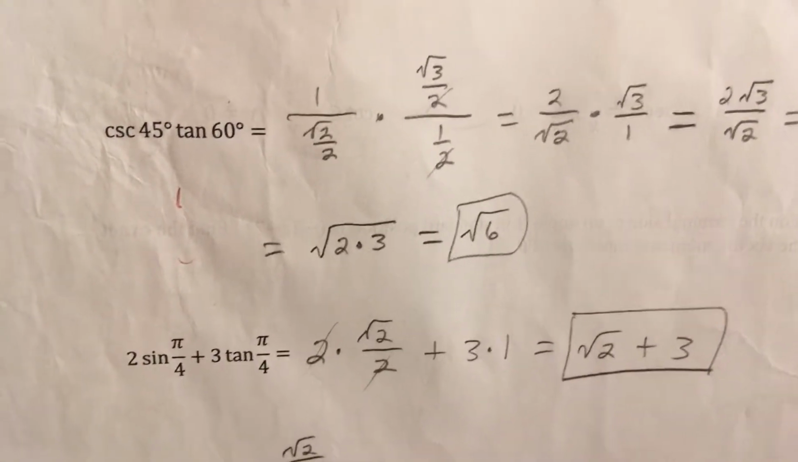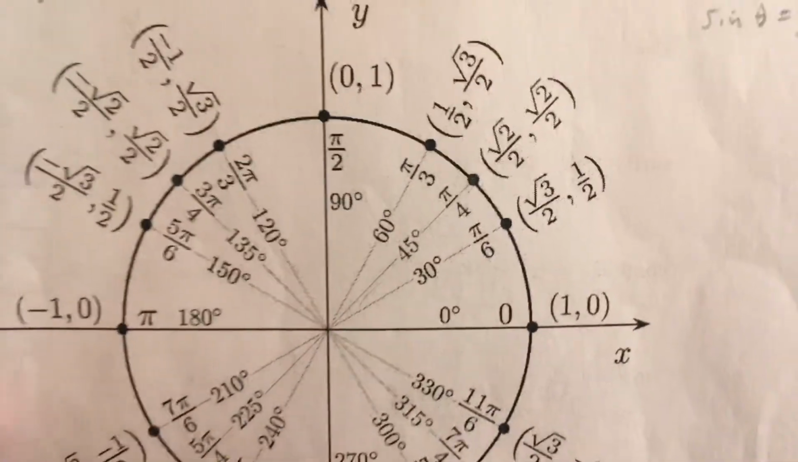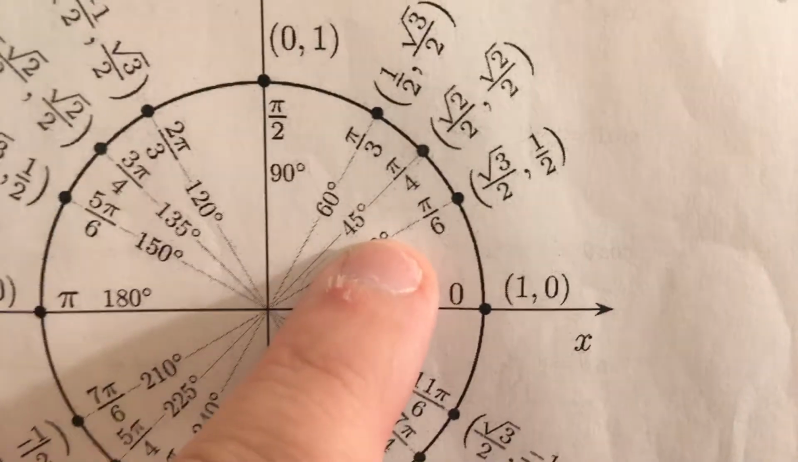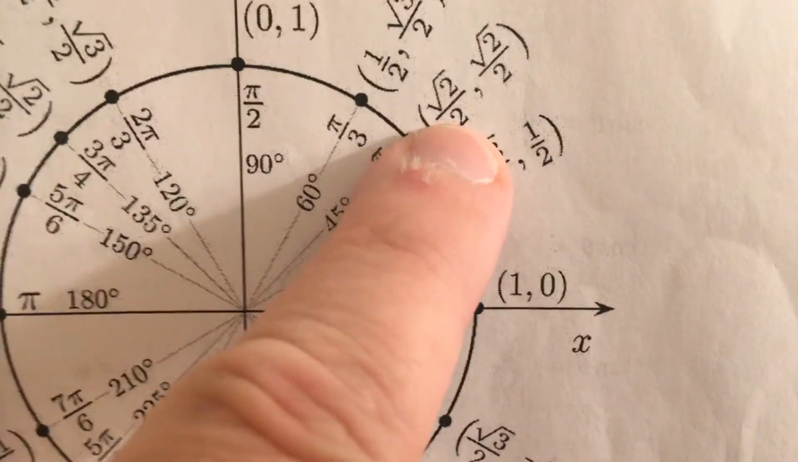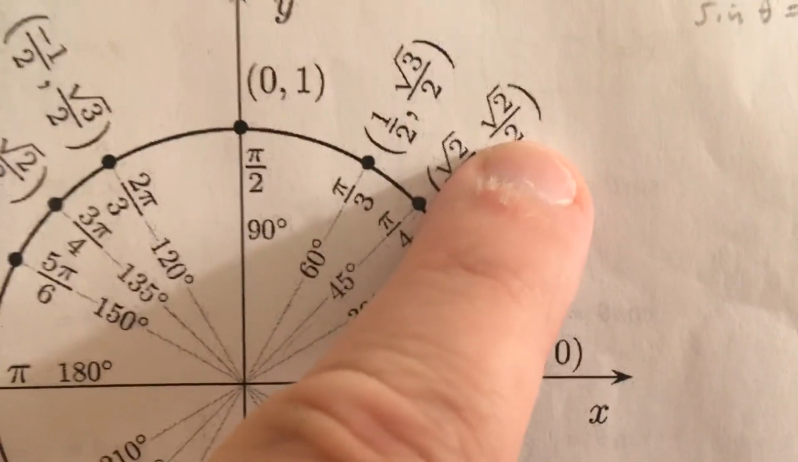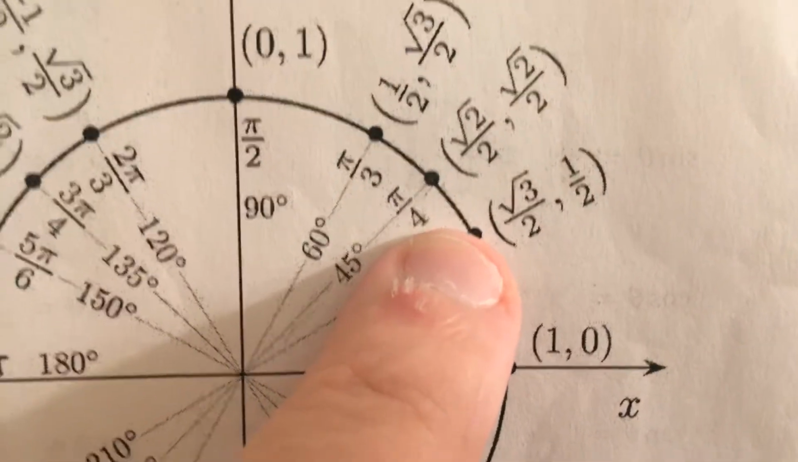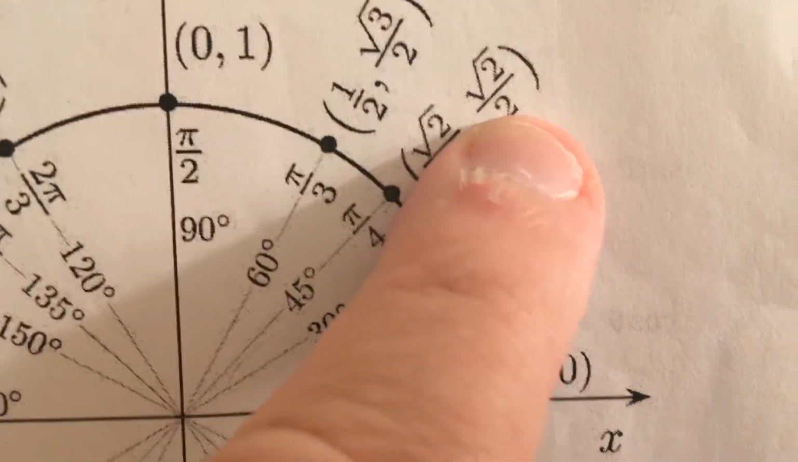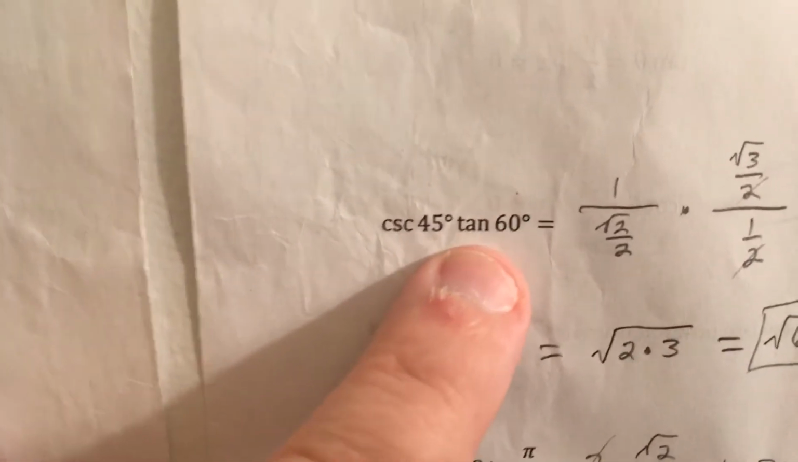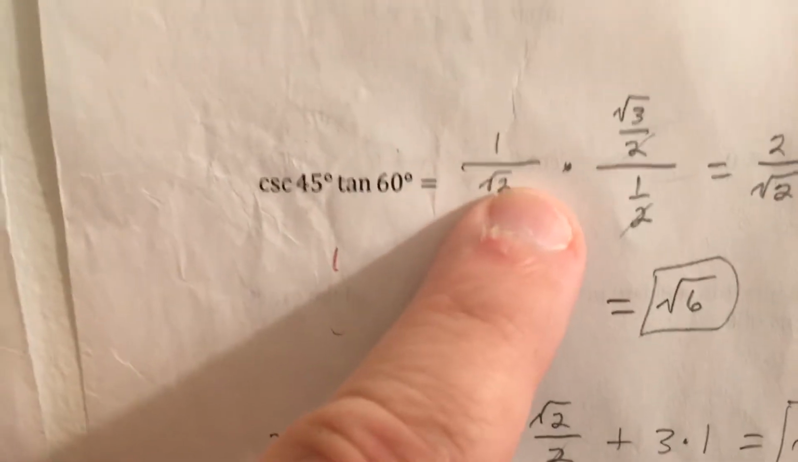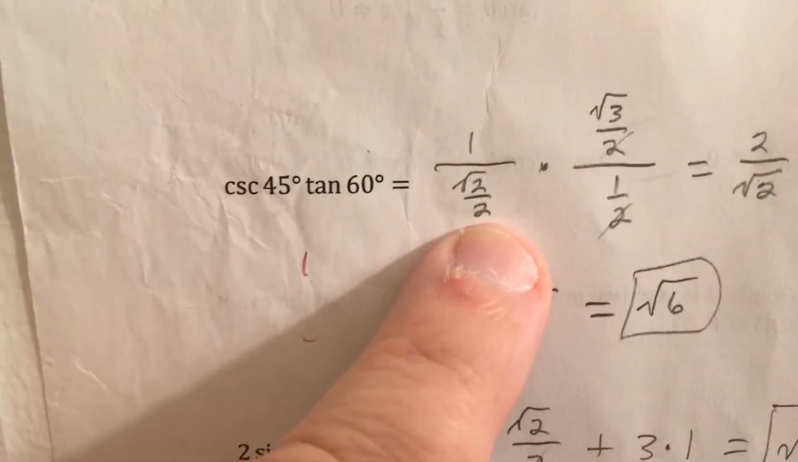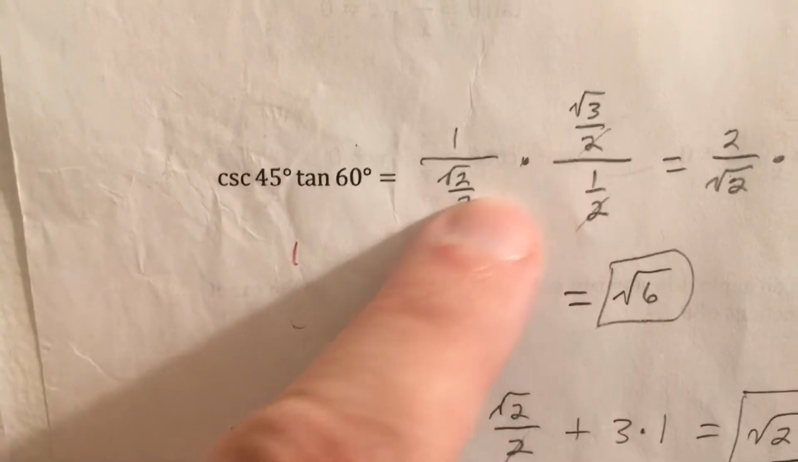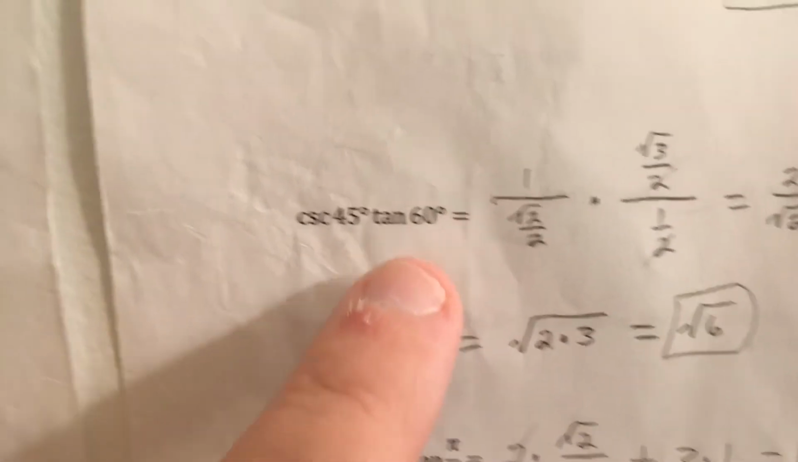To find the cosecant of 45 degrees, we go to the unit circle. Here we find the angle 45 degrees on the unit circle. The x-coordinate is root 2 over 2 and the y-coordinate is root 2 over 2. Cosecant is equal to 1 divided by the y-coordinate, which is the reciprocal of sine. So we replace cosecant 45 degrees with 1 divided by square root of 2 over 2. Now we have to multiply that by the tangent of 60 degrees.